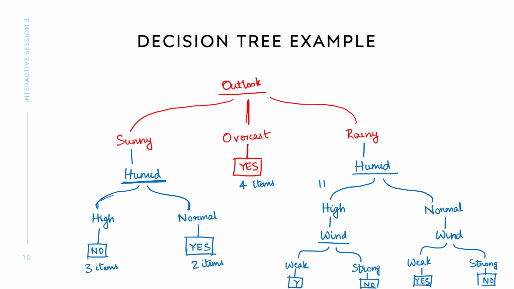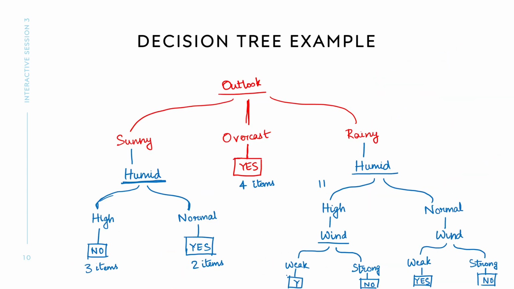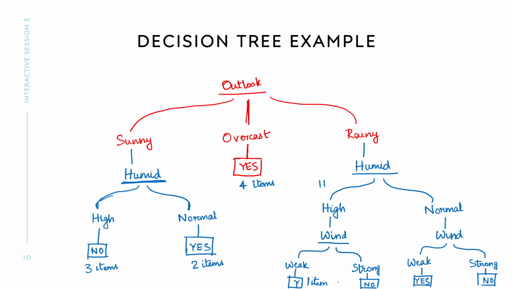right? This one, so rainy, high humidity, and weak wind, right? So rainy, high humidity, weak wind only has one item, right? So this is one item. Rainy, high humidity, and strong wind also is only one. So this also has one item.